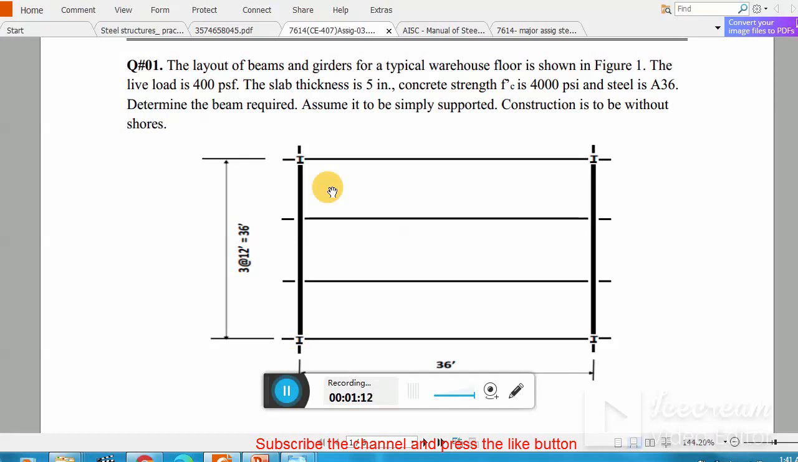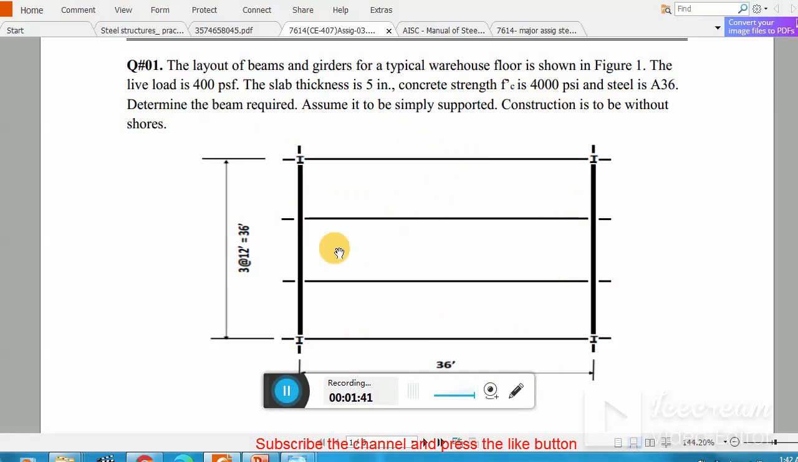In question number 1, this is also an assignment question. The layout of the beam and girders of a typical warehouse floor is shown in the figure. The live load is 400 psf. The slab thickness is 5 inch, concrete strength f'c is 4000 psi, and steel is A36. Determine the beam required. Now we have to choose these beams.